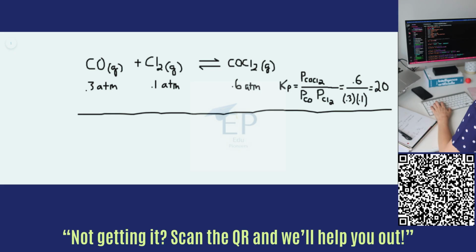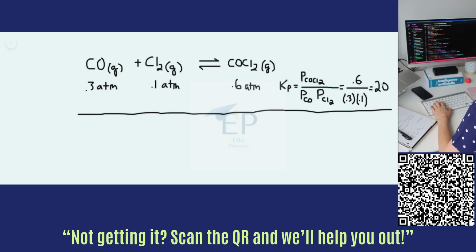The first step in this reaction is going to be to figure out what the equilibrium constant is at equilibrium, or under the conditions they gave us first. So we can find that with respect to pressure, or Kp here. This would be the partial pressure of COCl2 divided by the product of the partial pressure of CO and Cl2. So it's 0.6 divided by 0.3 times 0.1 gives us an answer of 20.